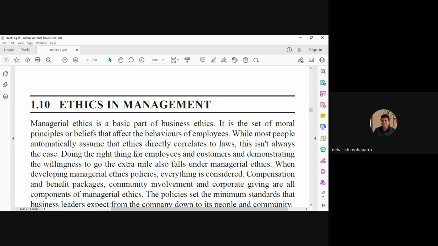So doing the right thing by the employee and customer and demonstrating the willingness to go the extra mile also falls under managerial ethics. Means the manager should ensure that things are being done correctly. That is the first ethic of a manager.